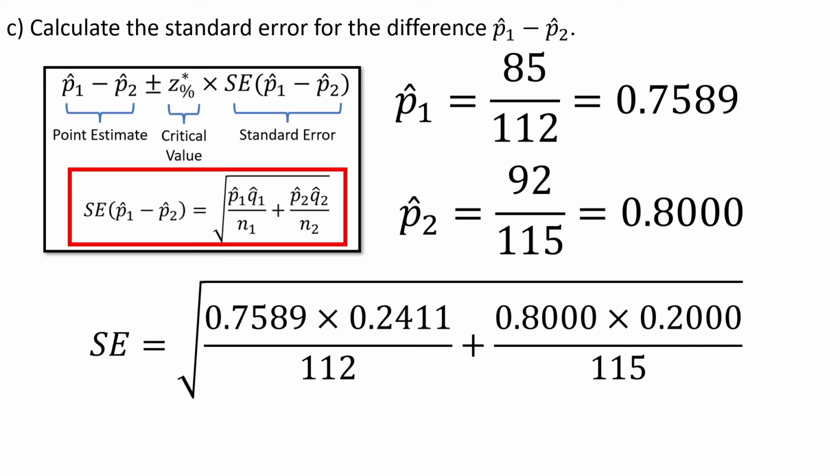So we have two fractions under the square root sign. In the first case, we're looking at P1 hat times 1 minus P1 hat divided by sample size, and then plus P2 hat times 1 minus P2 hat divided by sample size.